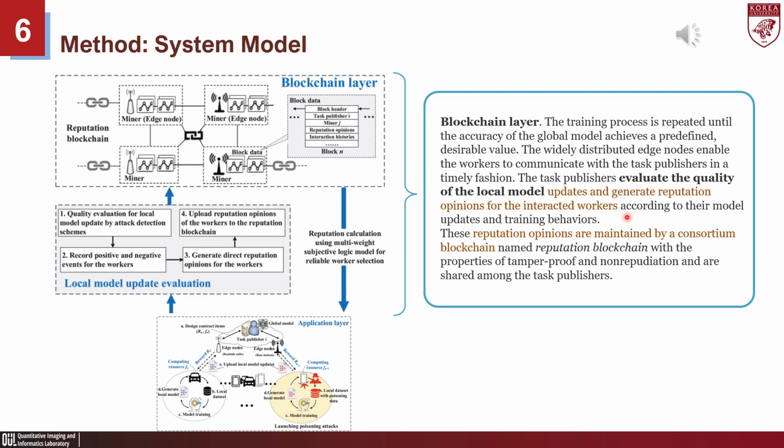The widely distributed edge nodes enable the workers to communicate with the task publishers in a timely fashion. The task publisher evaluates the quality of the local model updates and generates reputation opinions for the interacting workers according to their model updates and training behaviors. The reputation opinions are maintained by a consortium blockchain named the reputation blockchain, with the properties of being tamper-proof and non-repudiable, and are shared among the task publishers.